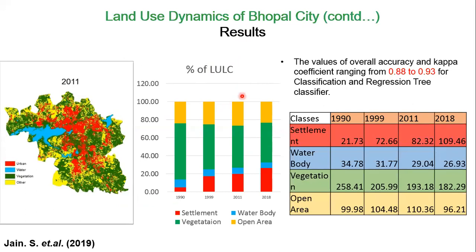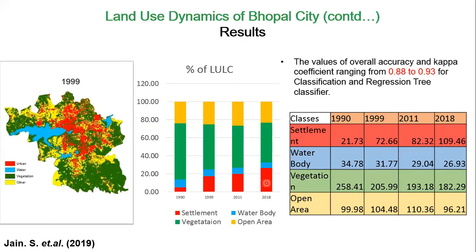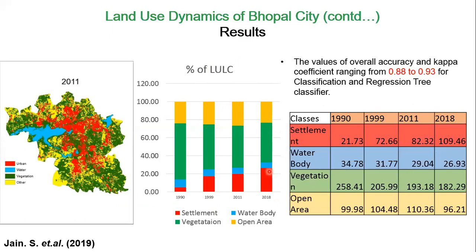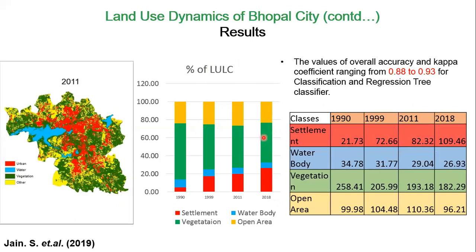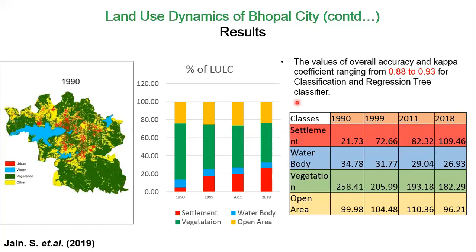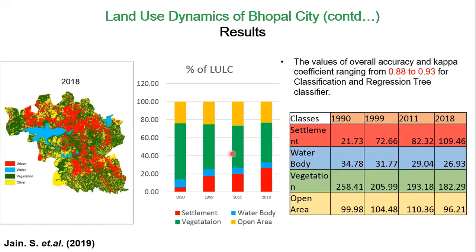So these are the results which I've created of land use dynamics of Bhopal city. In this, I see that in 2018 the settlement, that is the urban settlement area, has increased, and the forest vegetation area has decreased. So this kind of statistics and maps can be generated with the help of Earth Engine.